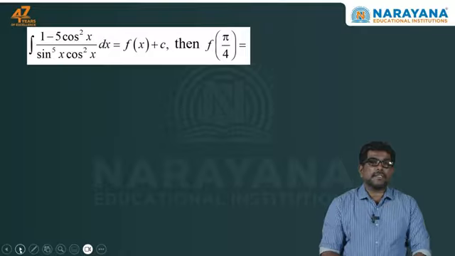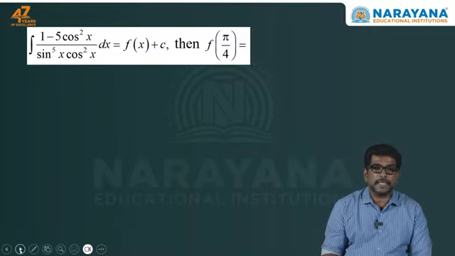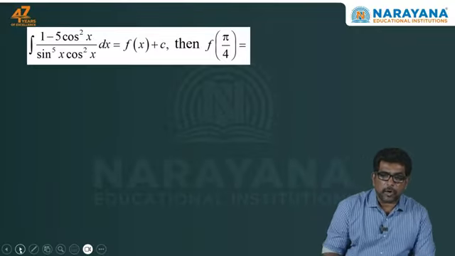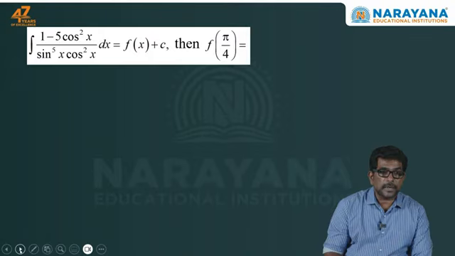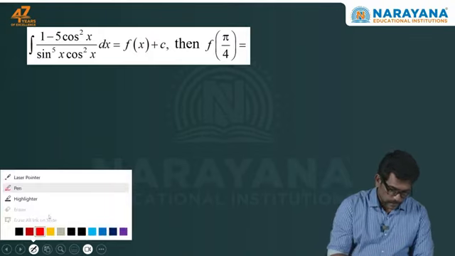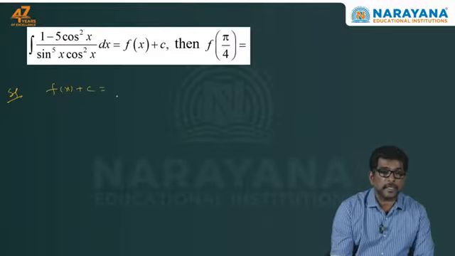Integral of (1 minus 5 cos square x) upon (sin x) whole to the power of 5 cos square x dx is equal to f of x plus c. Then f of pi by 4 is equal to, they are asking; maybe it has options, but we don't get those options. Now we try to simplify this one, where c is the constant of integration.